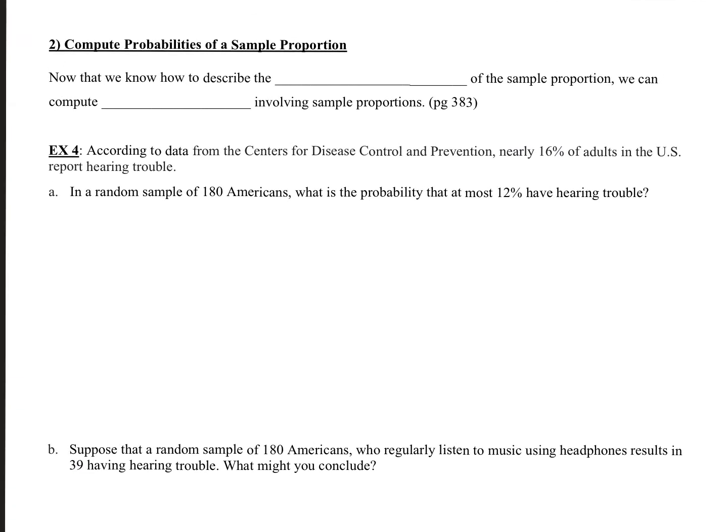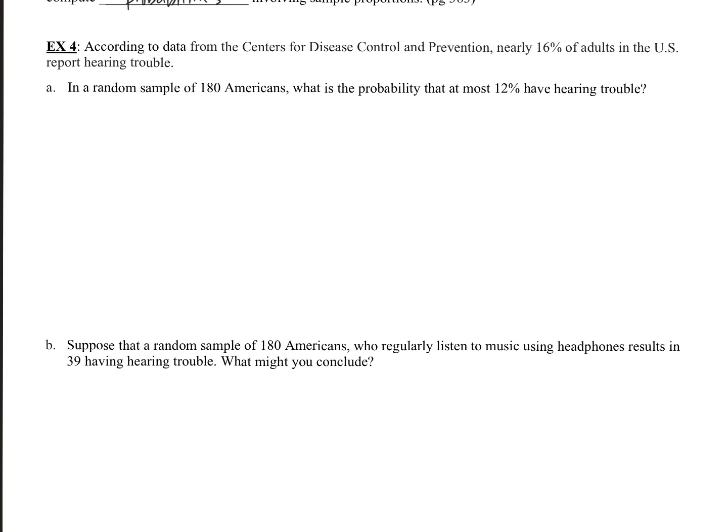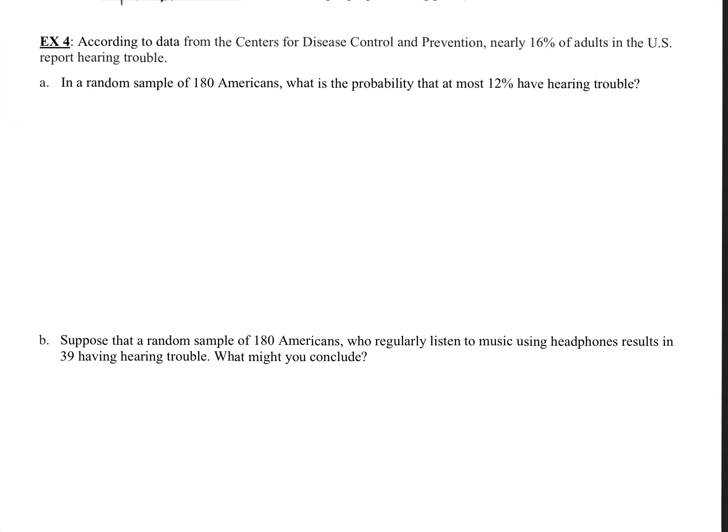Objective 2, compute probabilities of a sample proportion. All right, so now that we know how to describe the sampling distribution of the sample proportion, we can now compute probabilities involving sample proportions. All right, so example 4. According to data from the Centers for Disease Control and Prevention, nearly 16% of adults in the U.S. report hearing trouble. In a random sample of 180 Americans, what is the probability that at most 12% have hearing trouble?